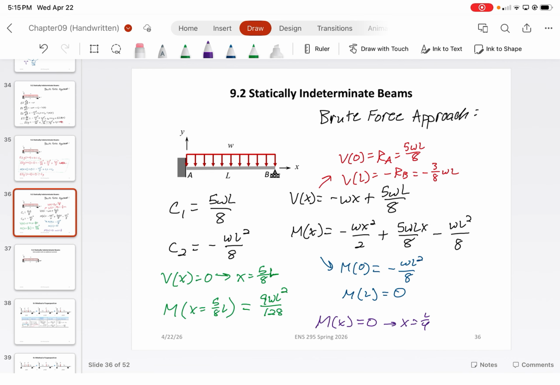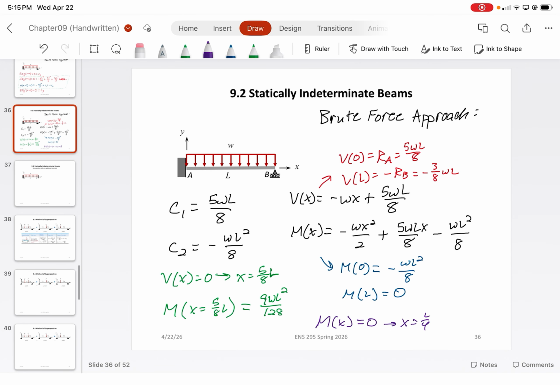Again, it requires you to really understand A, what the constraints of the problem are in terms of deformation, and B, what the constraints of the problem are in terms of load carrying capability. Make sense? Let me ask this. Which method do you guys prefer? Superposition or brute forcing it?